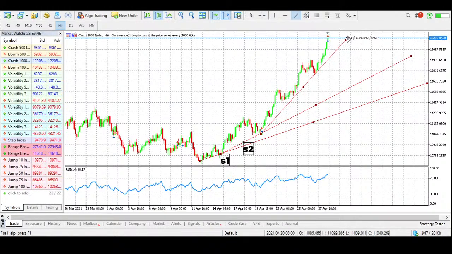Someone said Crash 1000 is being manipulated. I really don't know about that. What do you think? Do you think Deriv intentionally manipulates the market? So this is what we have. Please let me know your thoughts in the chat box.